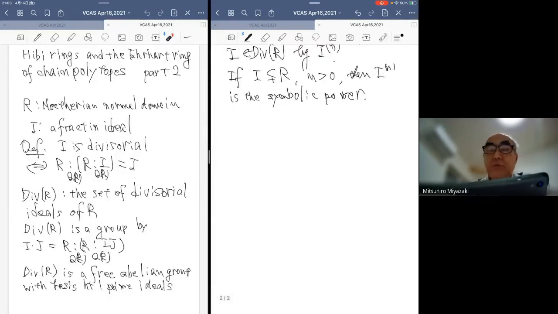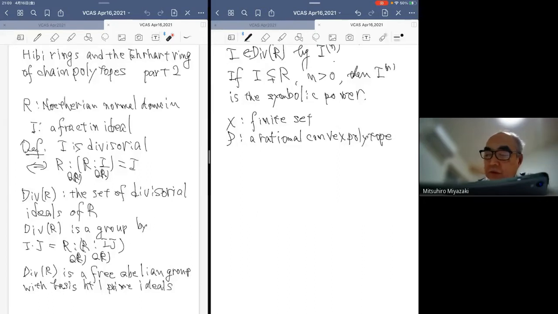Now we recall the Ehrhart ring. Let X be a finite set, and P a rational convex polytope in R to the X, and let EKP be the Ehrhart ring.